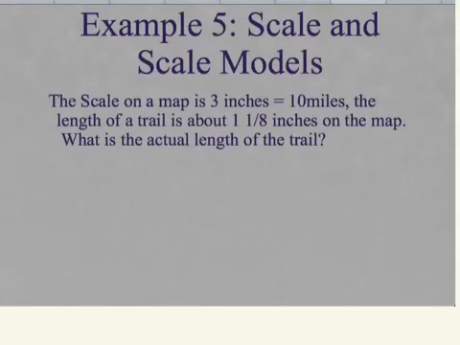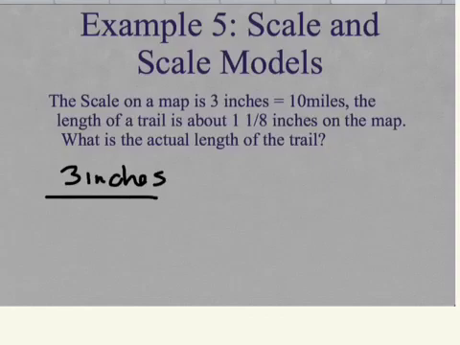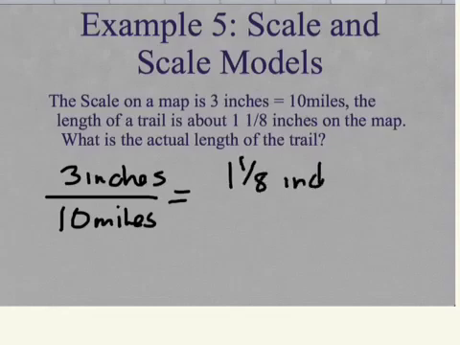In example 5, we have a scale models problem. The scale on a map is 3 inches to 10 actual miles. So the length of the trail is about 1 1/8 inches on the map. What is the actual length of the trail? So when you have a problem like this, we should do 3 inches is to 10 miles as 1 1/8 inches is to x miles.